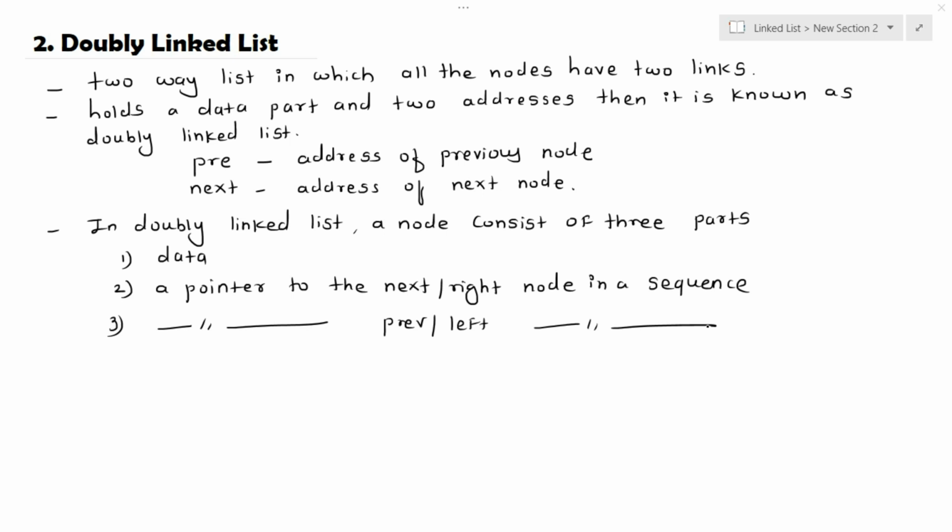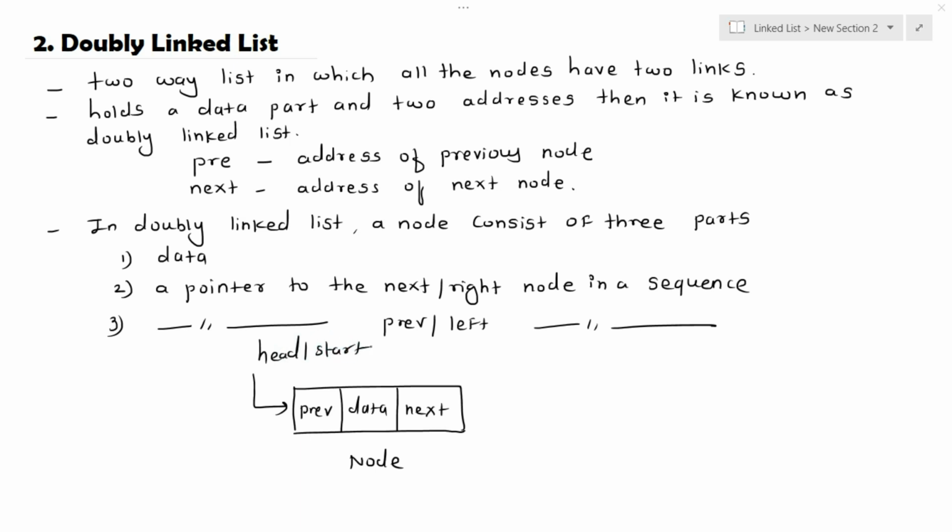Now let's see the representation of a doubly linked list. It is represented like this. This is a node and each node consists of three buckets. The middle bucket is called data. The first bucket is called previous and the last bucket is next. Previous and next are both pointer variables which point to the address of the previous and next node. The starting node of the linked list is called head, or start, and the last node is called tail or end.